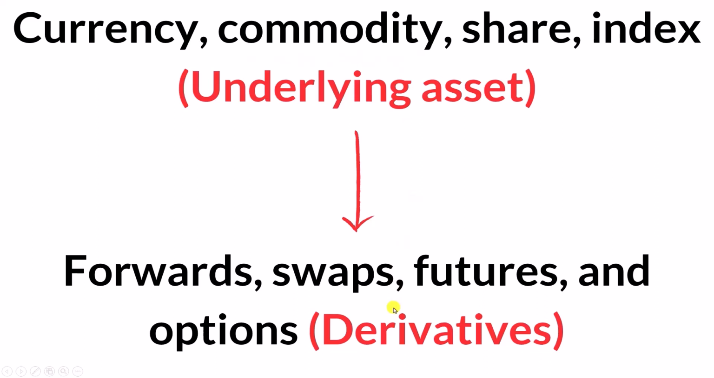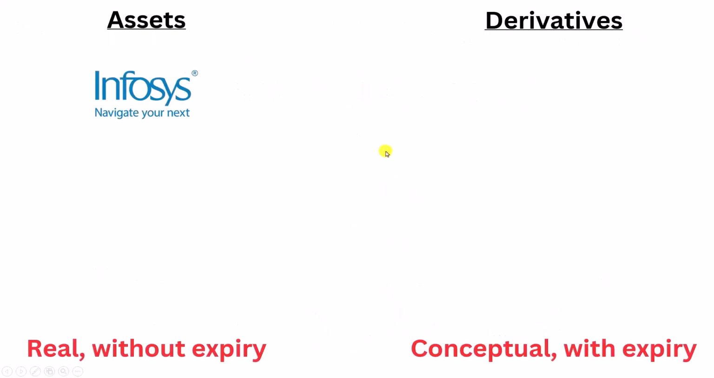Now, let me take an example. This is the asset and this is the derivative. Now, shares or stocks of Infosys is the underlying asset.